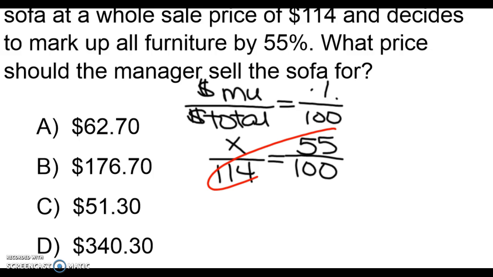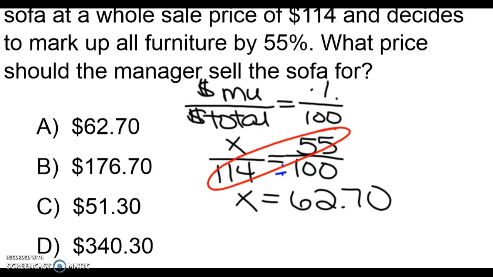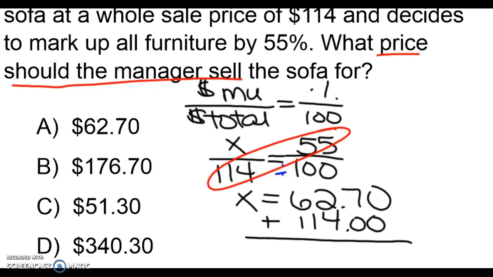I'm going to cross multiply by the numbers that I can and divide by X's partner. As soon as I do that, I get X equals 62.70. But the question asks at what price the manager should sell it for. It does not ask for the markup, so I need to add that to the original price that we purchased it at. As soon as I add those numbers together, I get that the manager should sell it for $176.70.